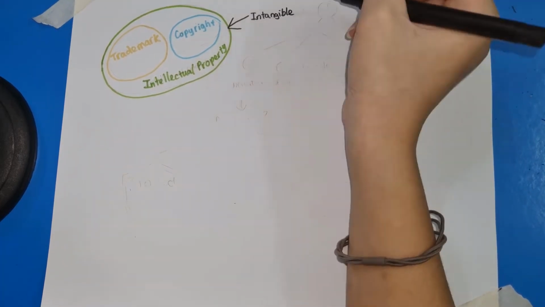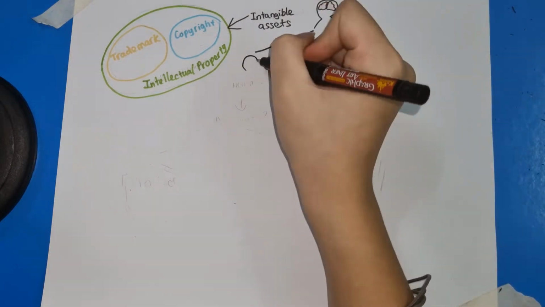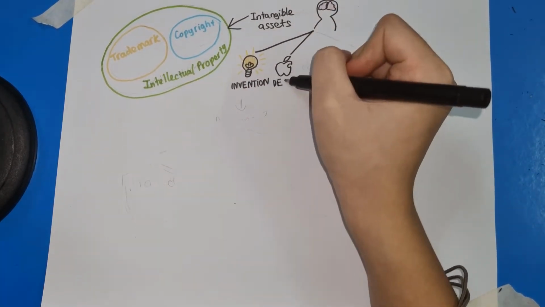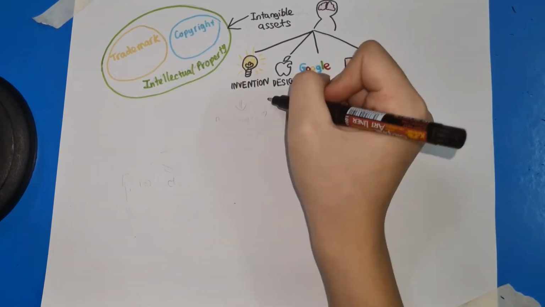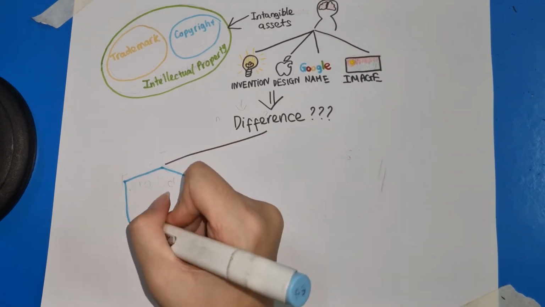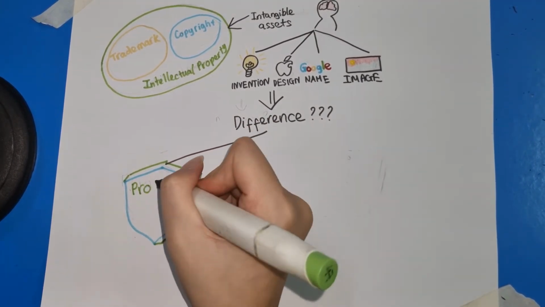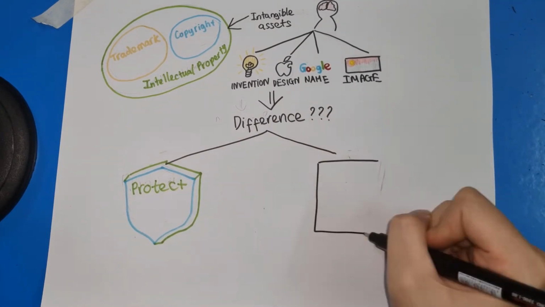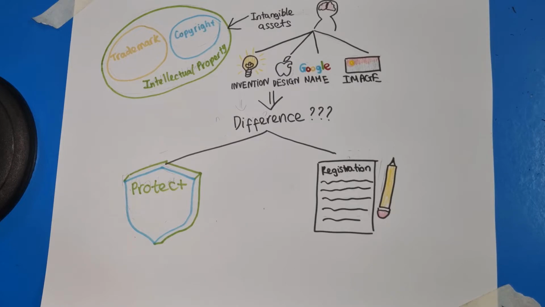defined as intangible assets. In other words, creations of the mind, such as inventions, designs, symbols, names, and images used in commerce. The main difference, therefore, between copyright and trademark is that although both offer intellectual property protection, they protect different types of assets and have different registration requirements. To better understand the difference, let's break down the details of each of these protections individually.